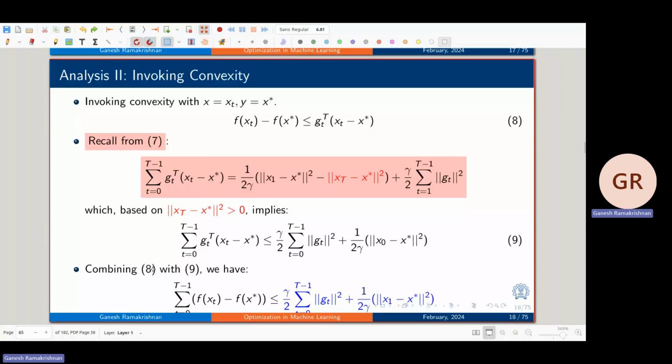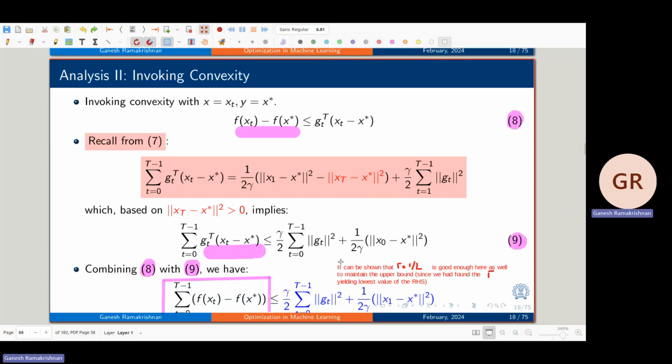Okay, so here's my final expression. Summation of f of x_t minus f of x star. Now this, you remember this left-hand side, what did I do? Summation of f of x_t minus f of x star. This entire thing is greater than or equal to x hat, but I don't need an x hat. My x_T, capital T, right? The right-hand side will stay as it is. Okay, so let's do that.